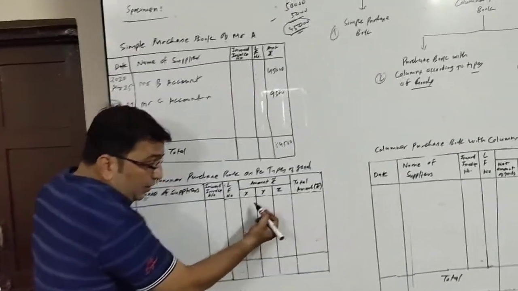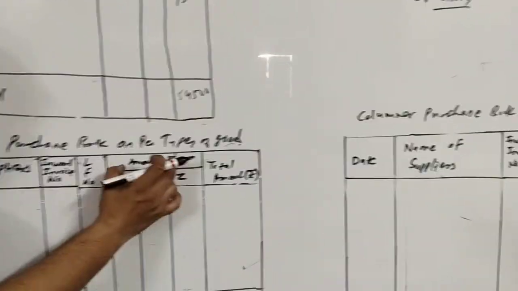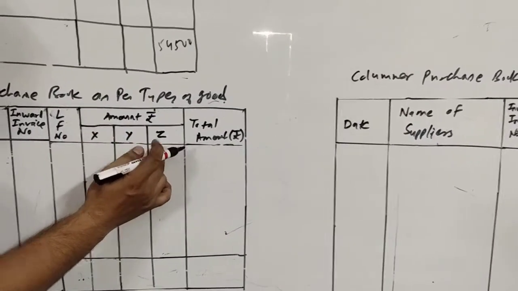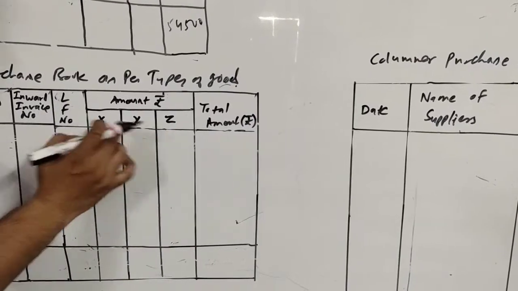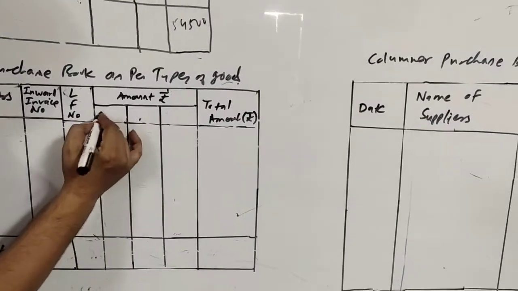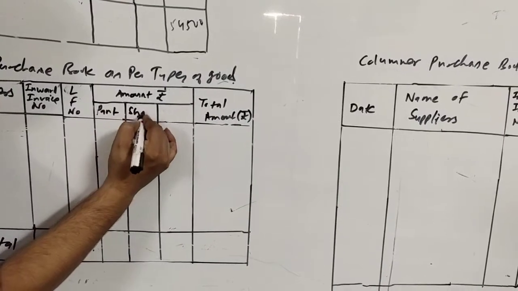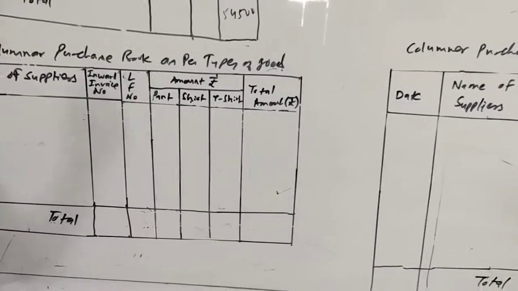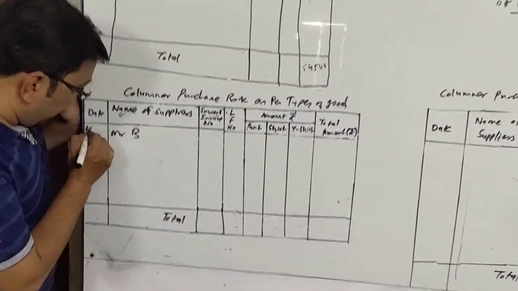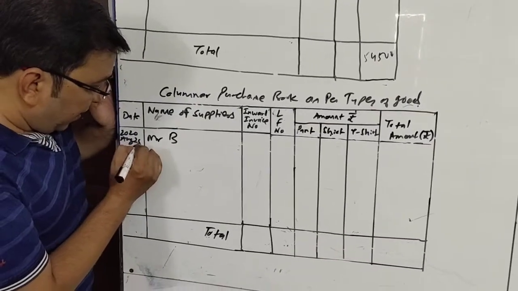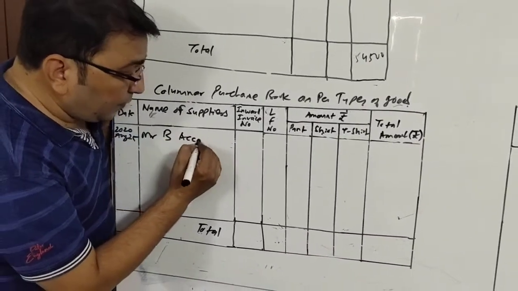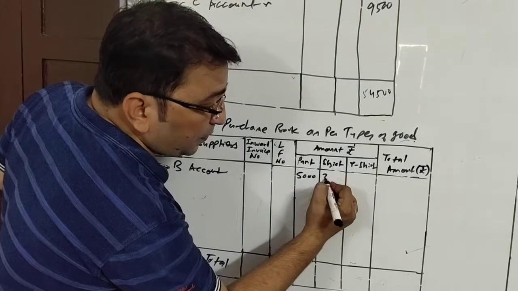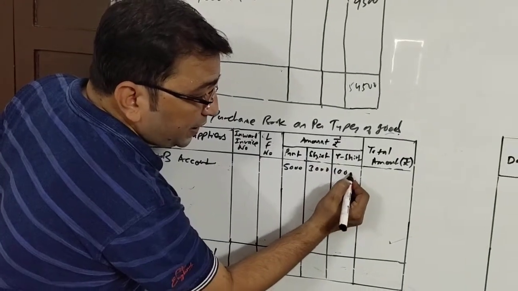Here, if you can see, amount column X, Y and Z. What are these X, Y and Z? These are the different types of goods. If we take our example, then pant, shirt, t-shirt. Suppose from Mr. B on 2020 August 25 we are buying pant of ₹5,000, shirt of ₹3,000 and t-shirt of ₹10,000.